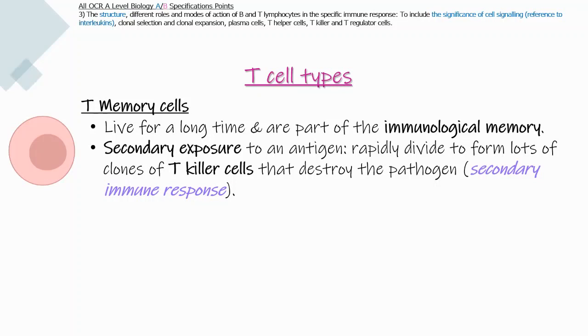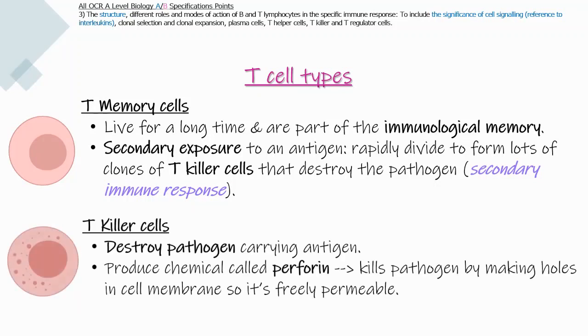And when you're exposed to an antigen on a pathogen for a second time or a third time, they rapidly divide to form lots of clones of T killer cells which can destroy the pathogen. So the T killer cells destroy the pathogen carrying the antigen, and they do this by producing a chemical called perforin. So perforin produces holes or pores in the cell membrane of body cells, allowing them to become freely permeable, and this is what kills the pathogen.